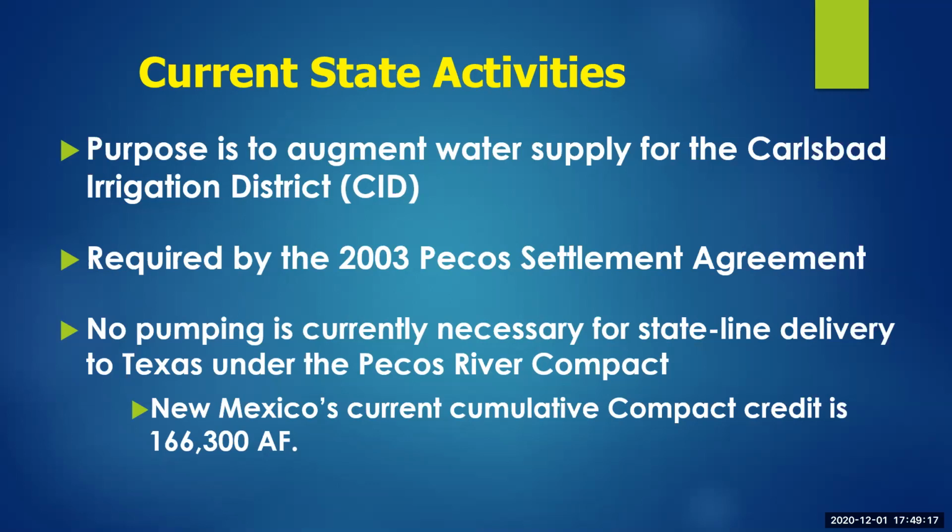And so then Aaron just mentioned, at this point, the state of New Mexico is augmenting supply for CID. There's been a fair amount of press coverage of this, so you may have seen something in your local paper. There's also been a little bit of confusion about why we're pumping, and that's where I appreciate Aaron's comment about, we do have a significant cumulative compact credit right now to Texas. We have 166,300 acre feet. And a lot of that is actually due to the 2003 Pecos settlement agreement, and I'm going to get into that now. But the reason that we're pumping right now is to increase supply for CID.